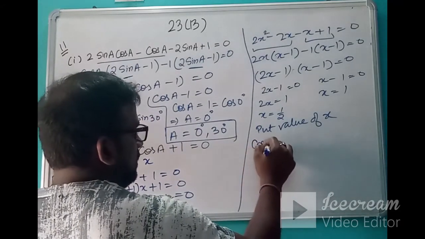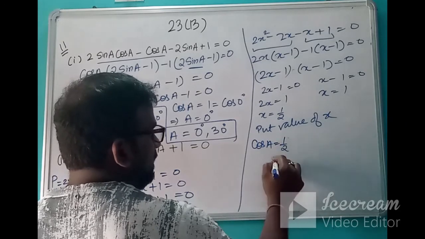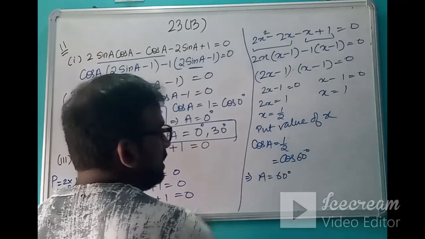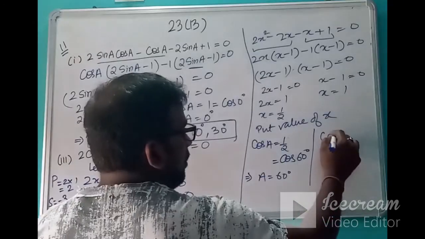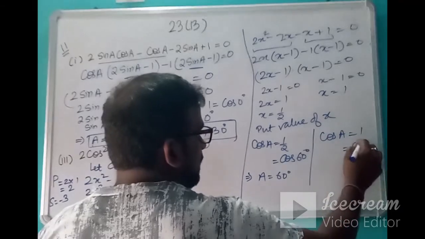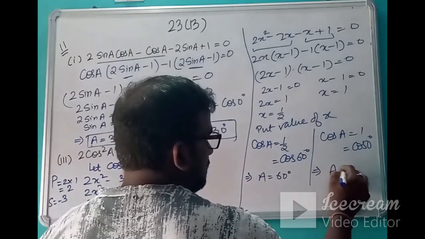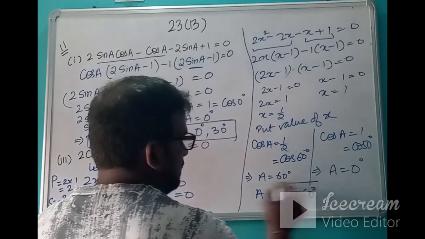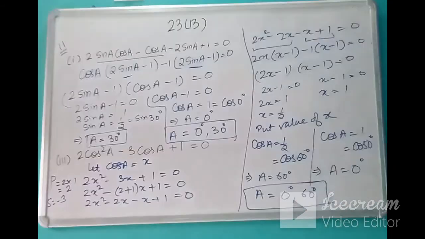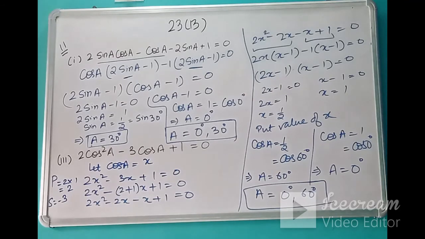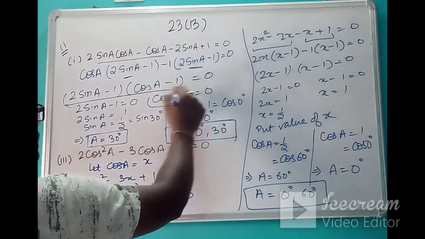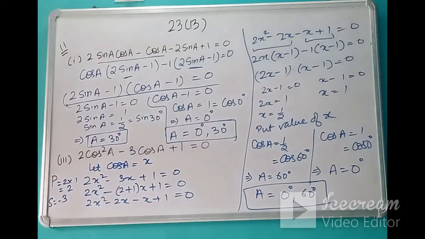Now we will put the value of x, that is cos A is equal to 1 by 2, and when it is 1 by 2, then it is 60 degree, that means A is equal to 60 degree. And here cos A is equal to 1, and when it is 1, it is 0 degrees, that means A is equal to 0 degrees. So what is the value of A? 0 degree and 60 degree. Okay, like this you can solve the equations by using the concepts of factorization. First you take the things common which are common, then you will get the equations in this form that you already have solved in the previous question.